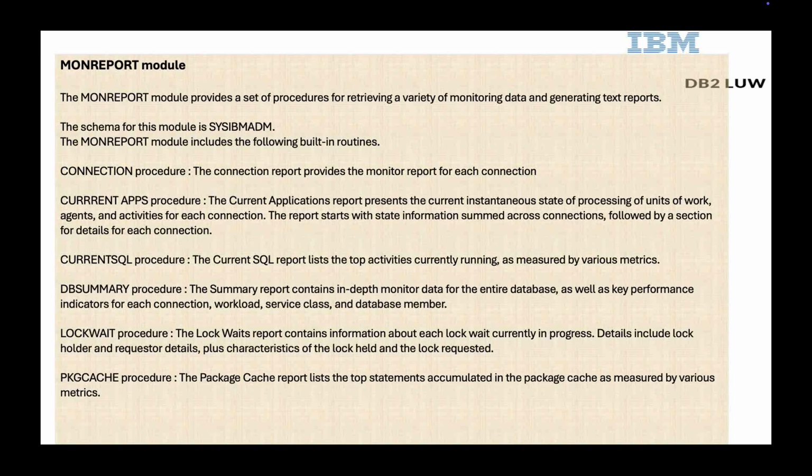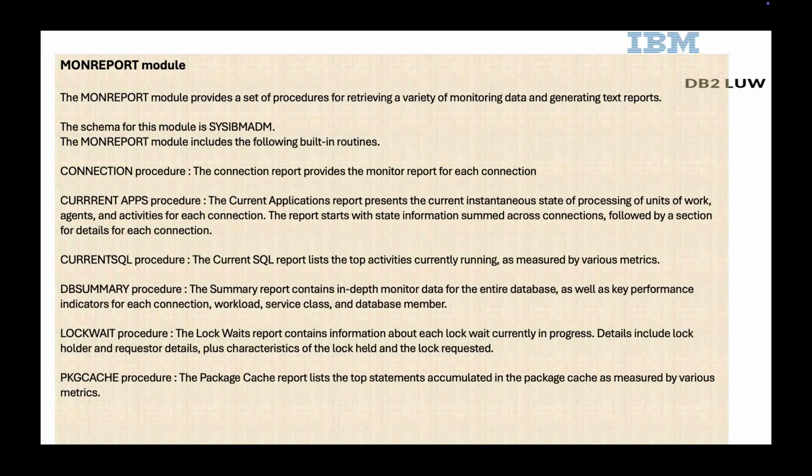One is the connection procedure. The connection report provides a monitoring report for each connection. Next is the current apps procedure. If you want to concentrate on the current applications running in the system, then I can go for this current apps procedure and the details needed for it. Then the SQLs: if you want to concentrate on those, the current SQL report lists the top activities currently running as measured by various metrics.